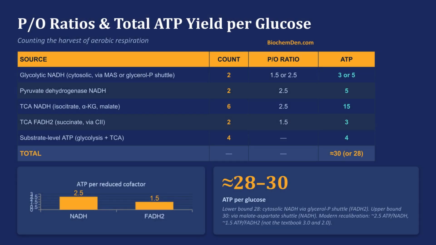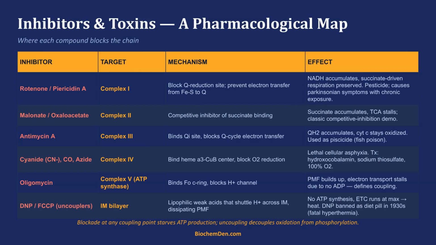When counting the total harvest, the P/O ratio determines our final ATP yield. Depending on the shuttle system used, the total yield per glucose molecule is approximately 28 to 30. Pharmacological inhibitors target specific complexes to disrupt this chain.